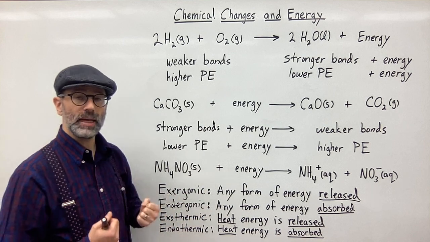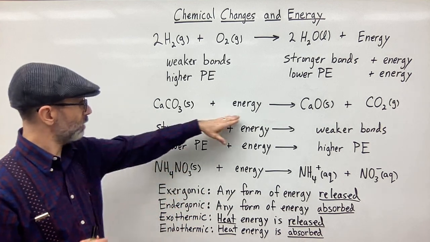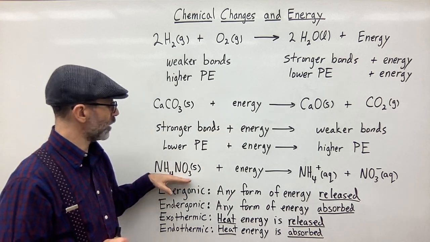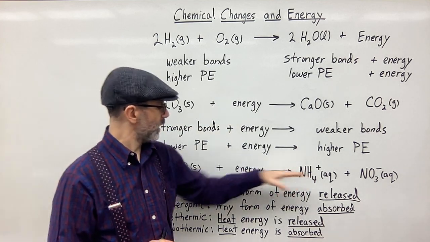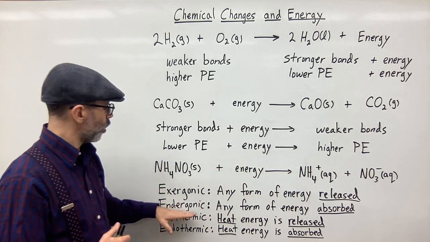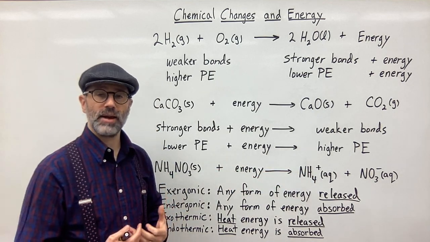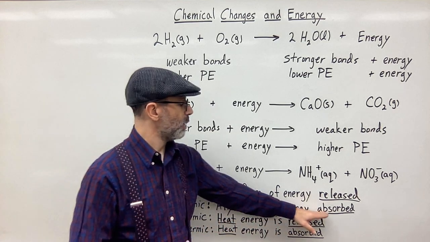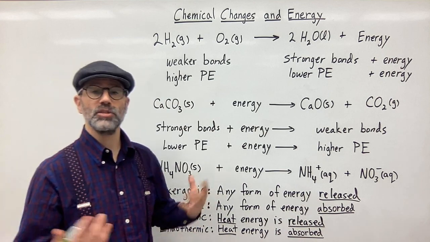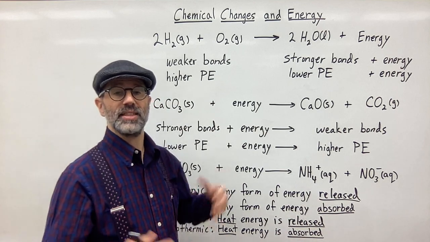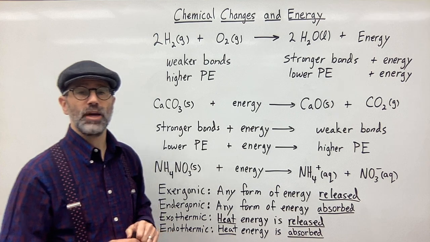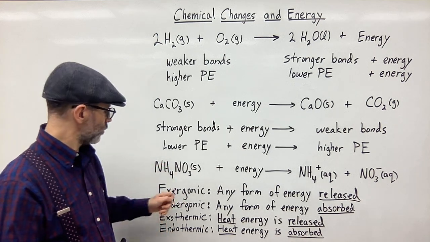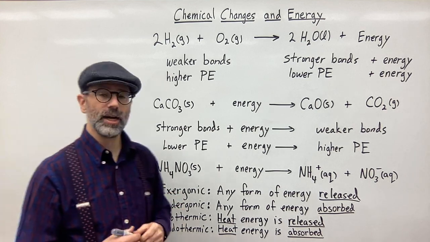If it's absorbing energy, right? So for example, here, this is absorbing energy. This ammonium nitrate being dissolved in water is absorbing energy. So we call that an endergonic reaction. Endergonic refers to any form of energy being absorbed. So if energy is being absorbed, it's an endergonic reaction. If energy is being released, it's an exergonic reaction. So exergonic versus endergonic.